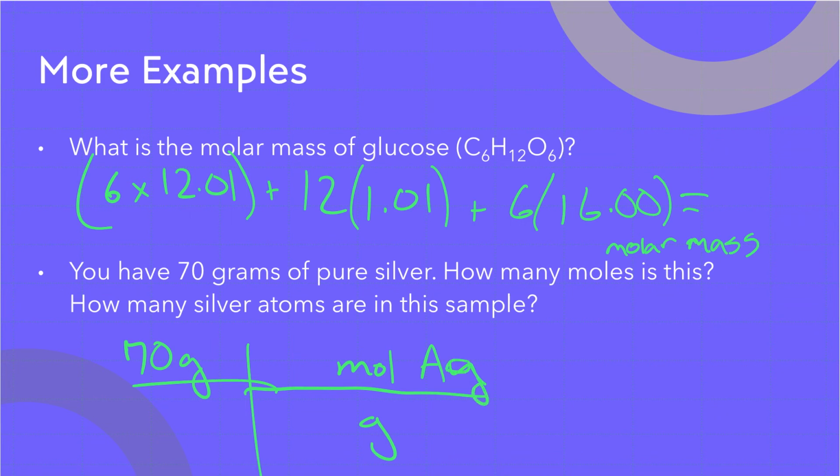Silver is Ag. I was thinking gold. Anyways, you'd find this from the periodic table, so 107.87, 1 mole. And then I think it's important that you start learning to cancel your units, so you're going to cancel grams over grams.